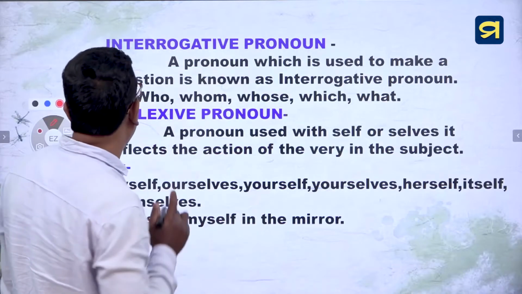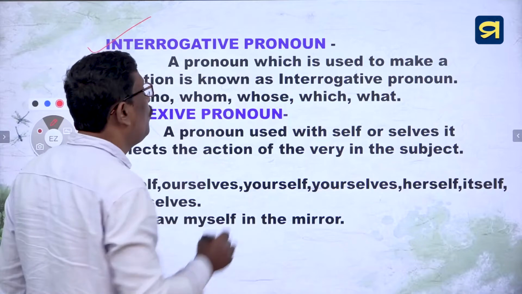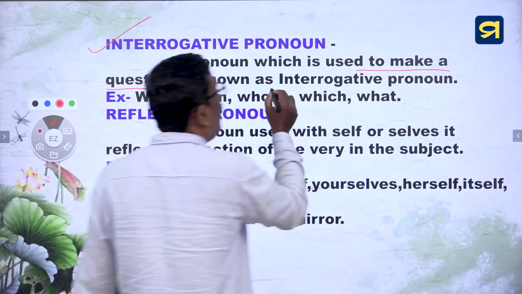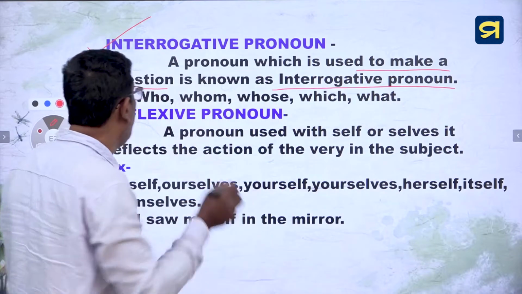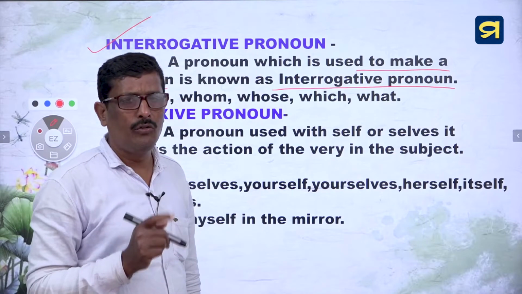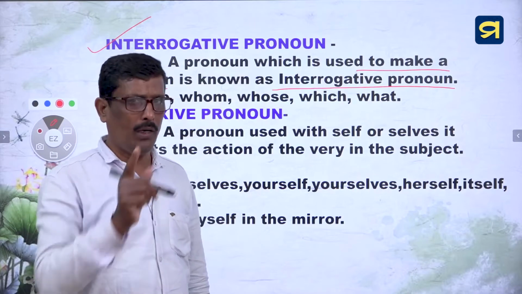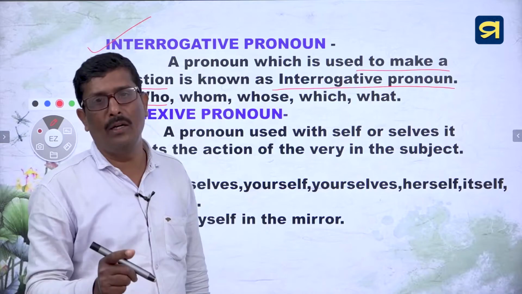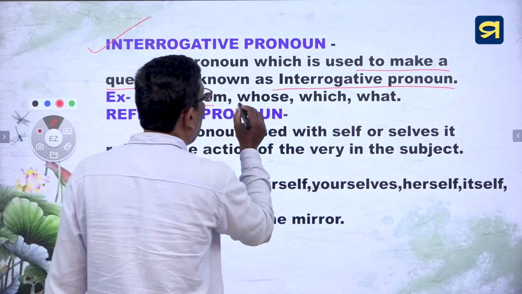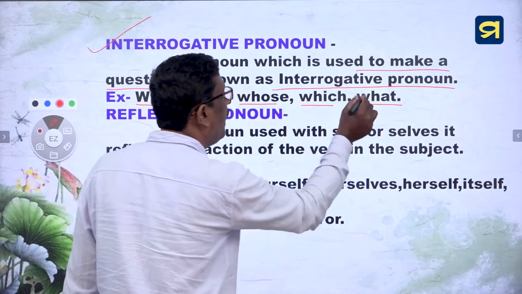Dear students, now interrogative pronoun. A pronoun used to make a question is called an interrogative pronoun. My father is a businessman. Who is a businessman? So for father, who is used. Table is a useful thing. What is a useful thing? So what is used instead of table. That's why these are called interrogative pronouns: who, whom, whose, which and what.